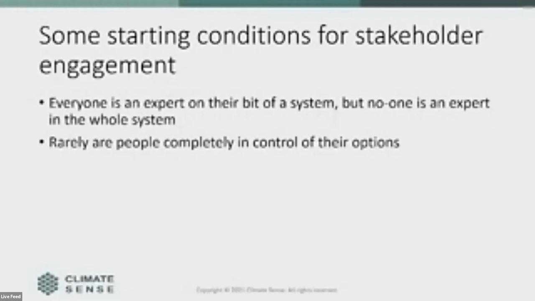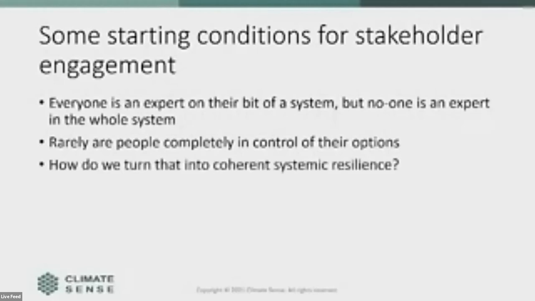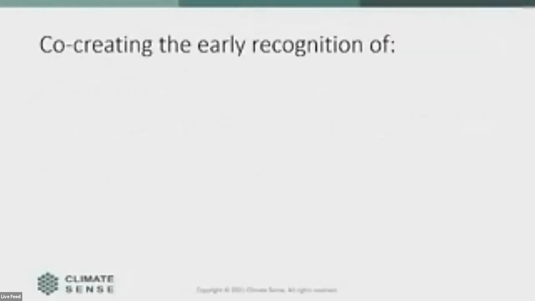And so with those thoughts, holding the group together and convening with those concepts, and understanding that issues are systemic, how do we turn those into a coherent concept of systemic resilience? I'm just going to go through a series of points that we think you can achieve out of a process that facilitates in that sort of way, and then we're going to look at a case study.